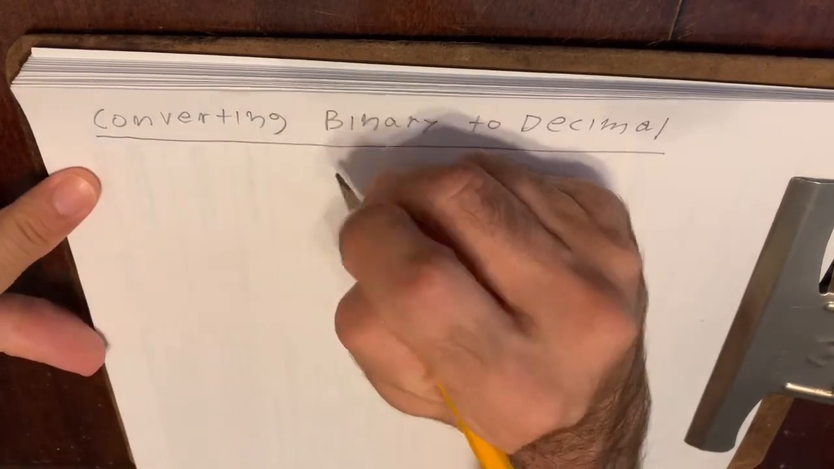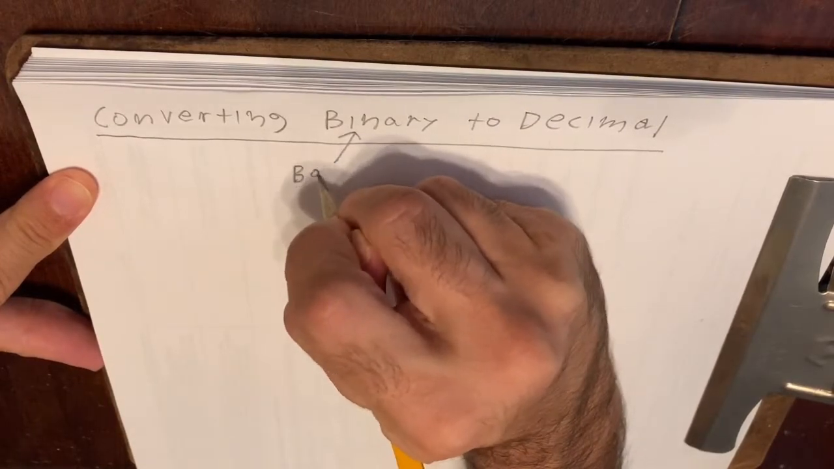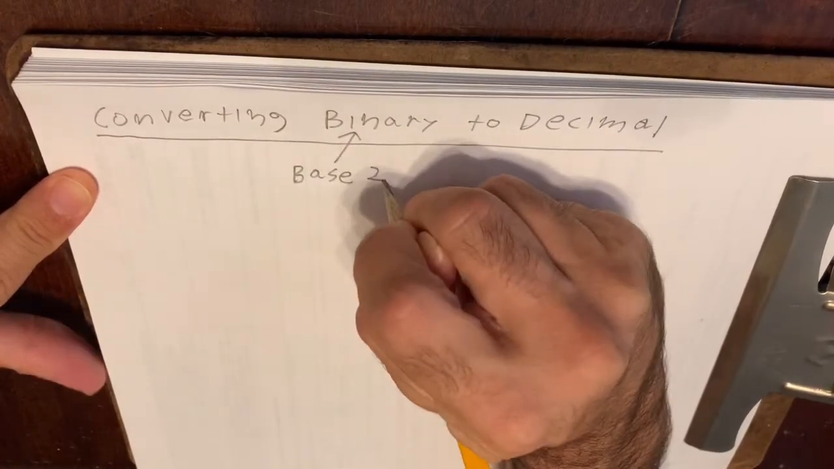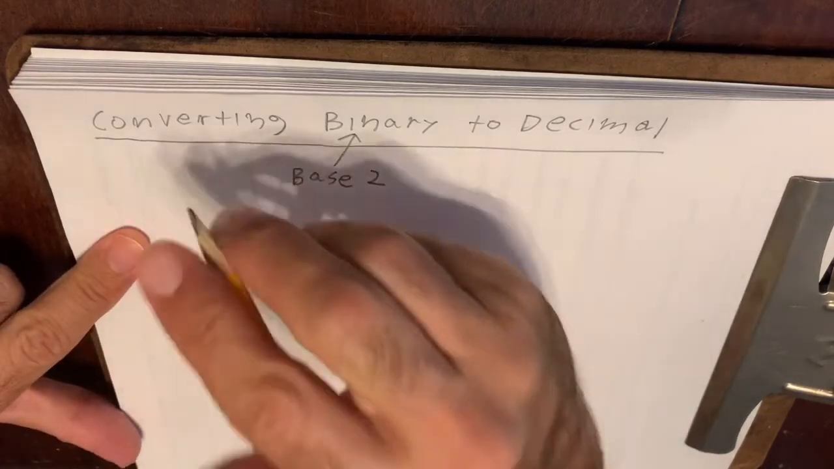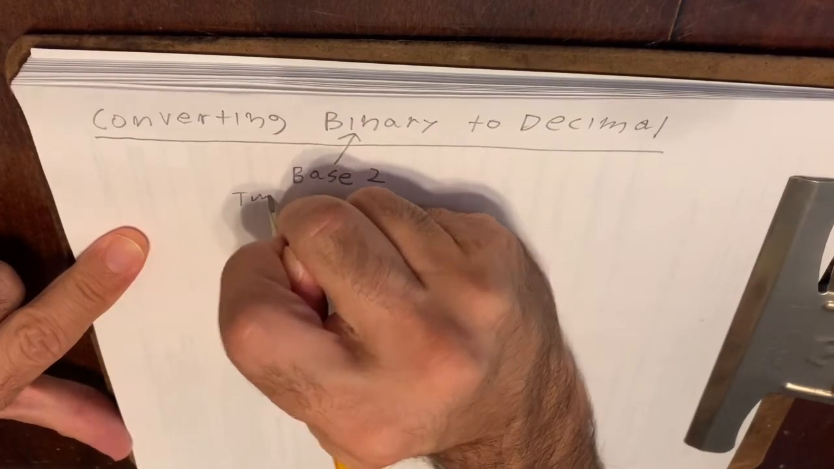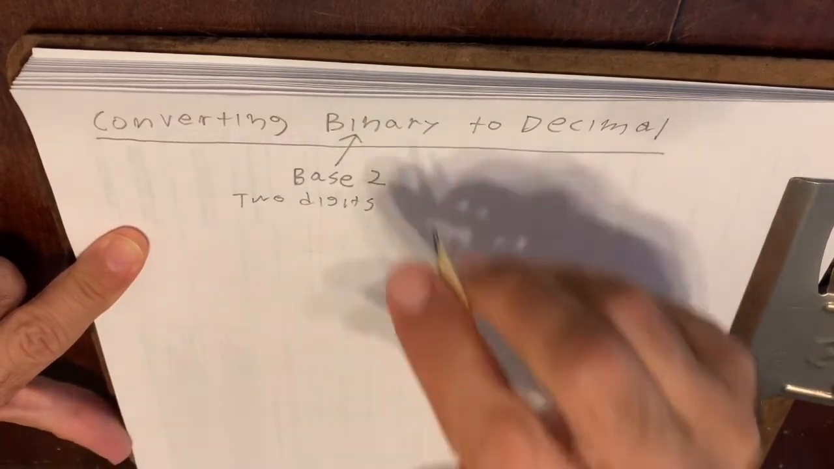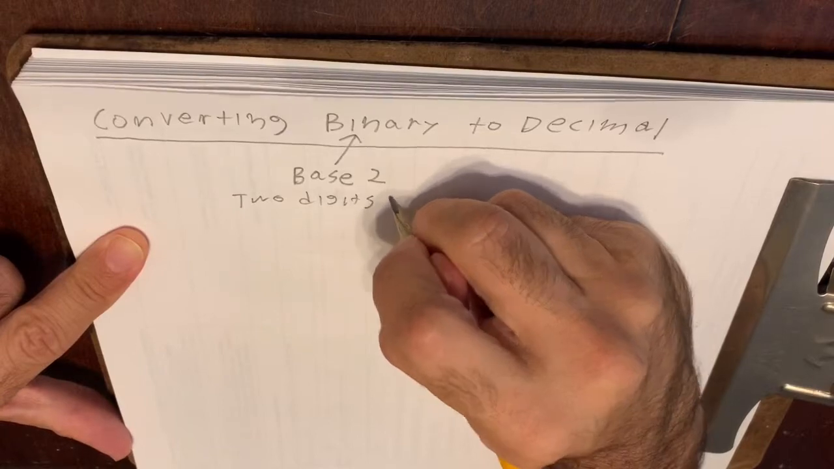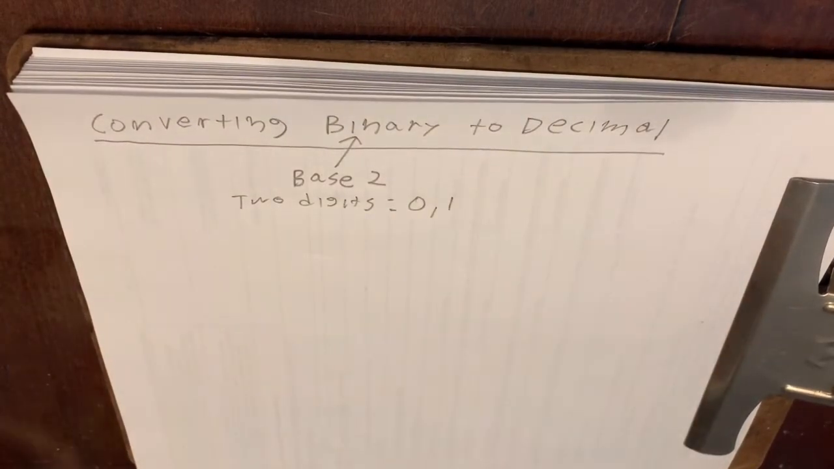So binary numerals is sometimes called base 2. And the reason why binary numerals are called base 2 is because there are actually two digits. Namely, the two digits are 0 and 1. So that's binary. Two digits, 0 and 1.